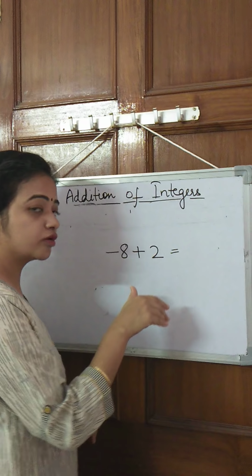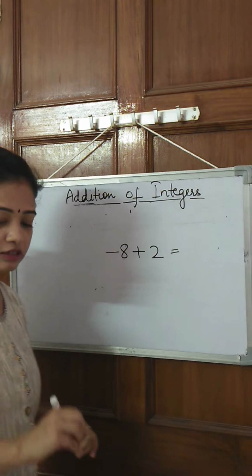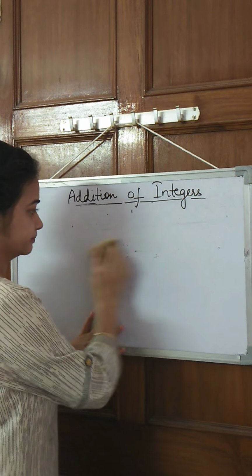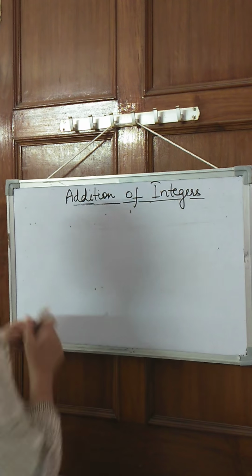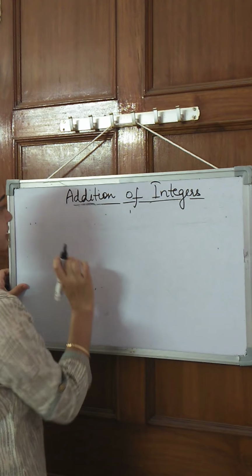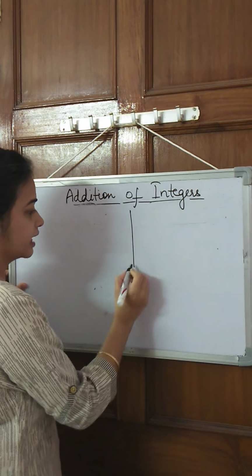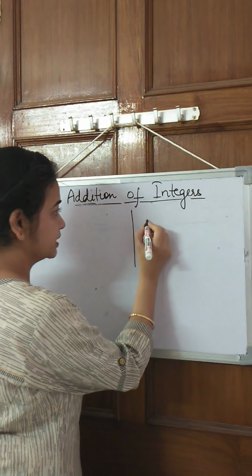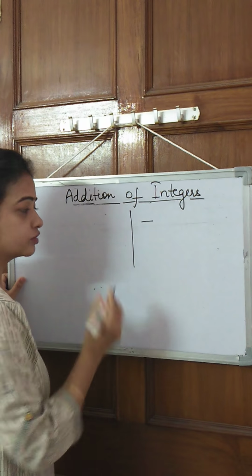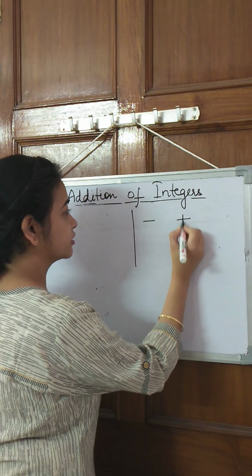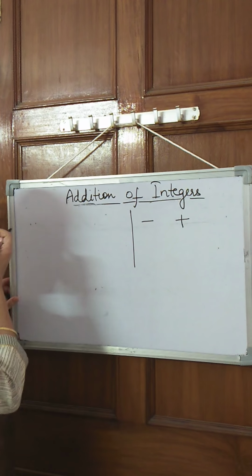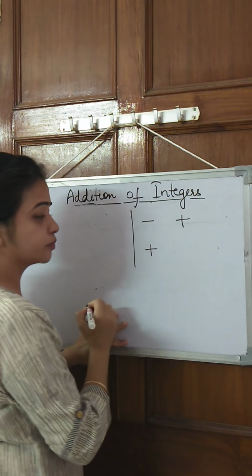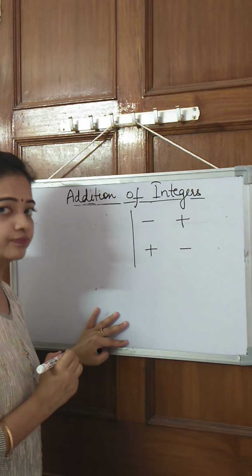In this case we have to follow a few rules according to which we decide what to do. So let's study those rules. Right now I have taken an example of minus 8 and plus 2. This means the first integer that I took was negative and the second was positive. Now it can be opposite also, that the first integer is positive and the other integer is negative.